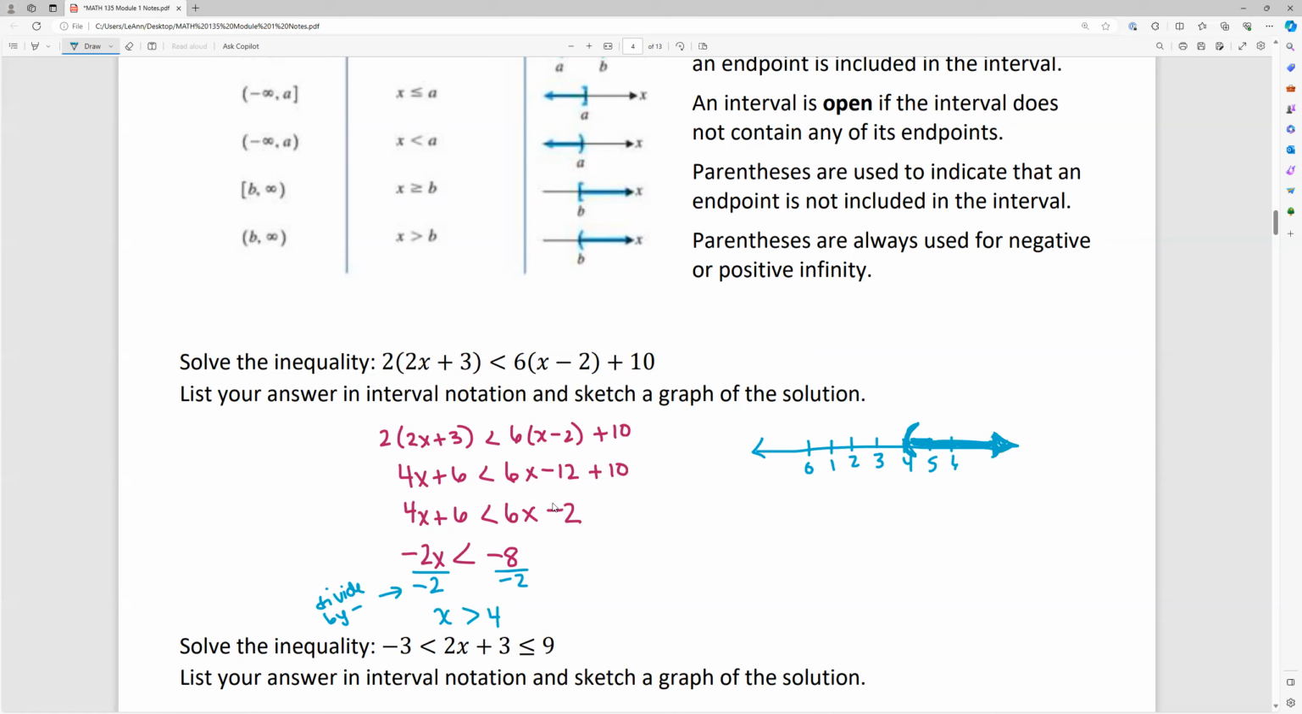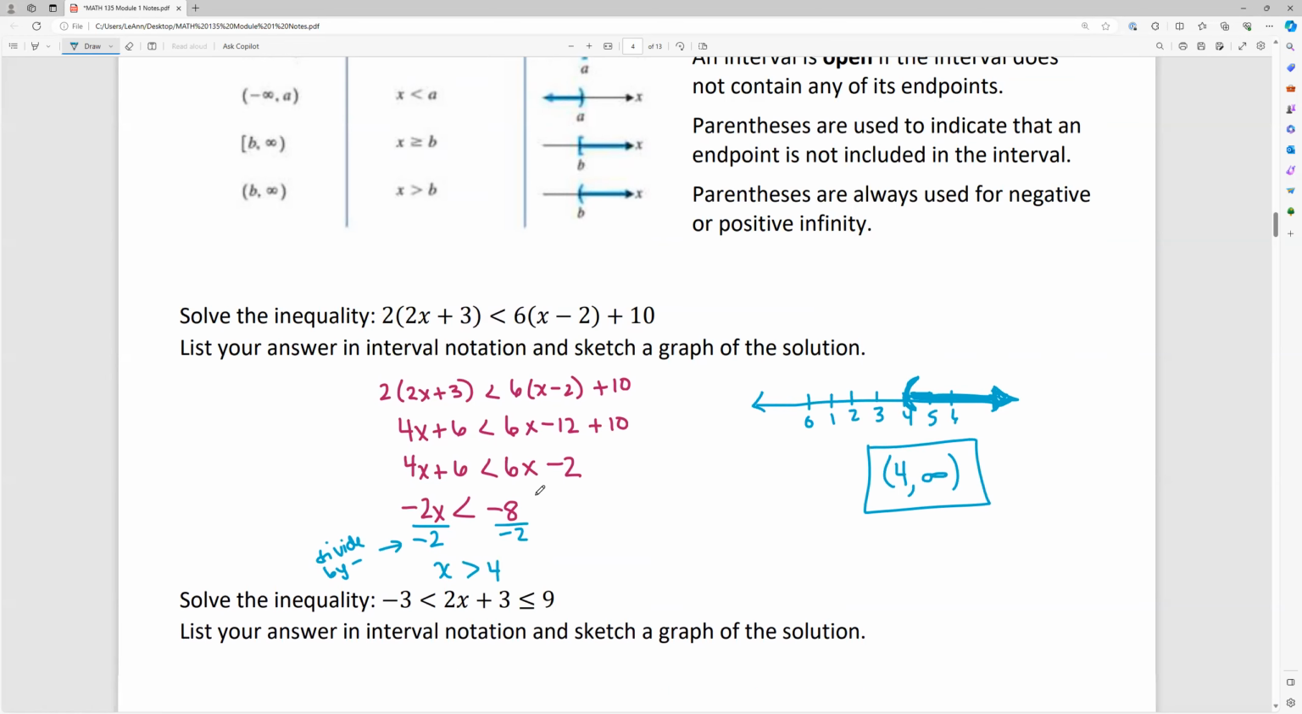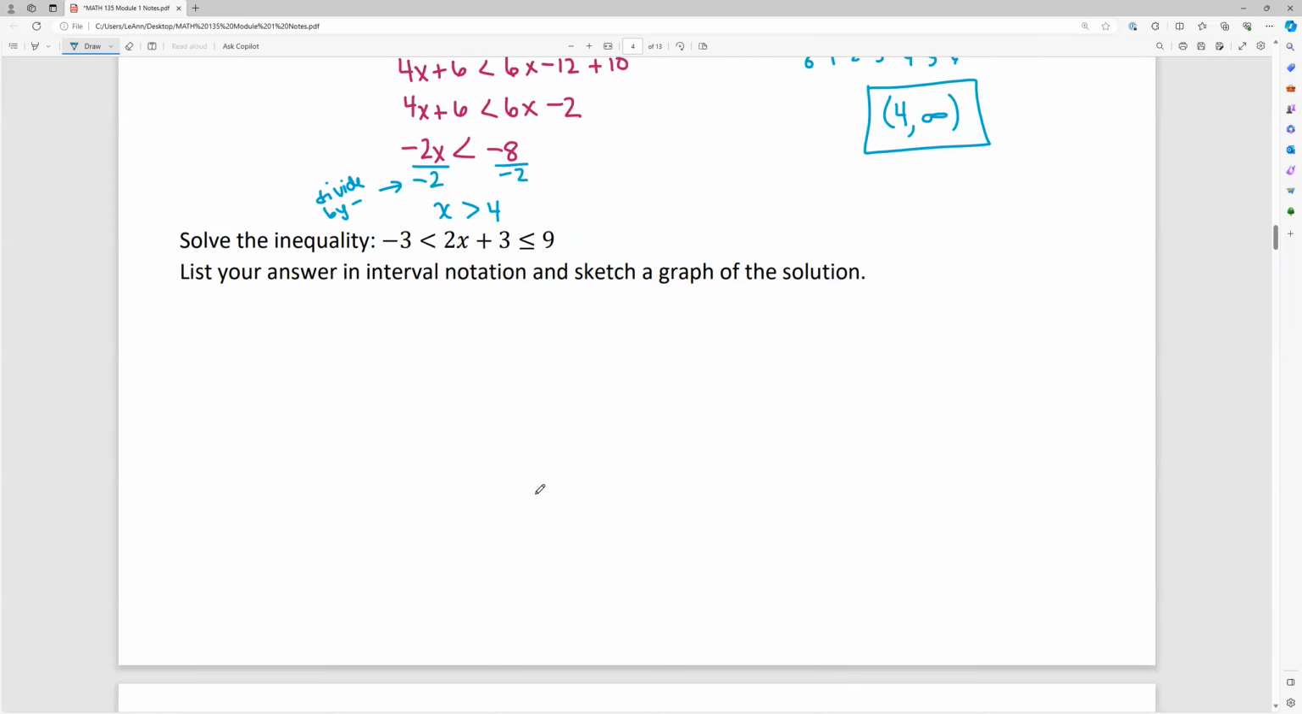Okay. So this would be interval notation of 4, because we read it from least to greatest, with a parentheses to infinity, which is the positive infinity is where we're headed. And remember, we always use a parentheses on infinity. So there's my interval notation and my sketch. All right, let's talk about the next one.